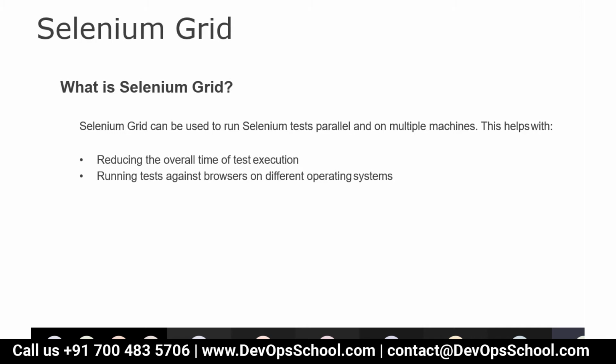So to avoid that, rather than running all the test cases in a sequence and spending 2 or 3 days checking which failed and which passed, we use the grid server. The grid and server help us run the test cases in parallel and get the results. The ultimate goal is to get the test results. Using that, you can reduce the overall test execution time and run the tests against different browsers on different operating systems.